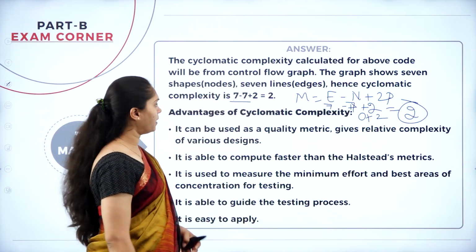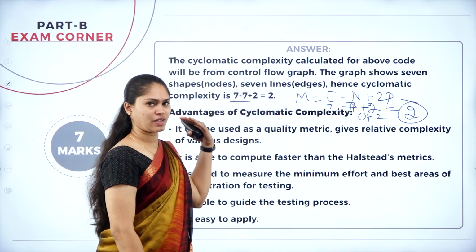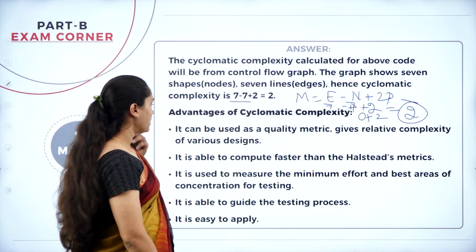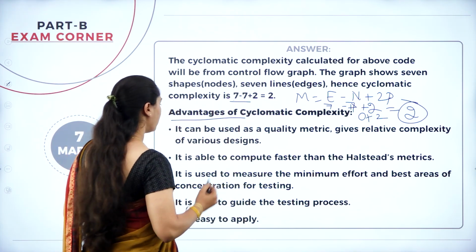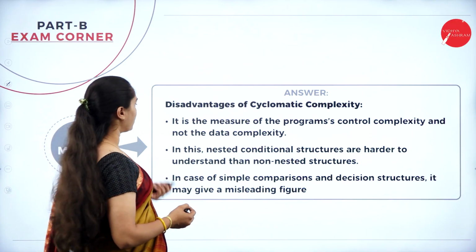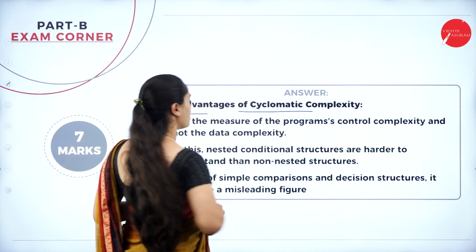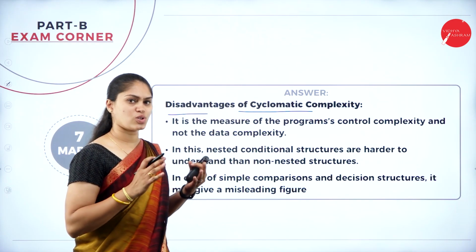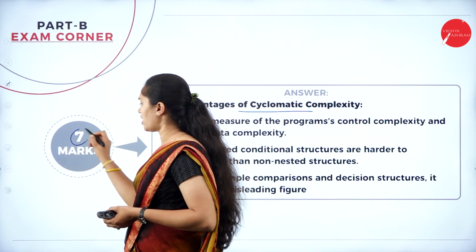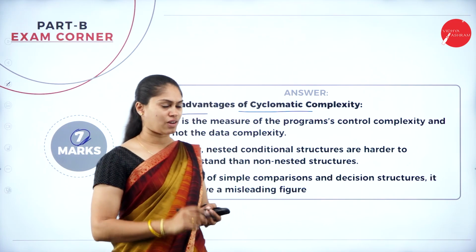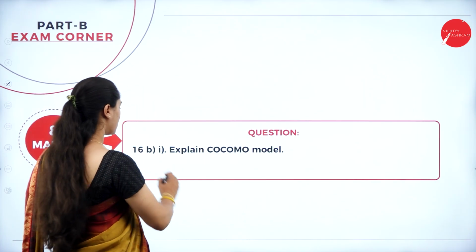This is the example which you can give in order to find the cyclomatic complexity. Then the advantages I have mentioned here, along with the disadvantages of cyclomatic complexity. So if you write this much, then surely you are going to get 7 marks from this. We'll see the 16th question.